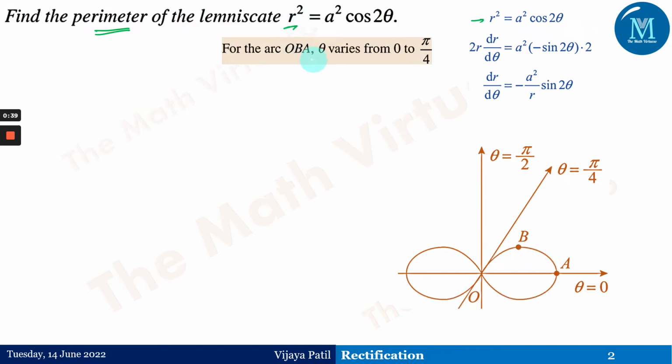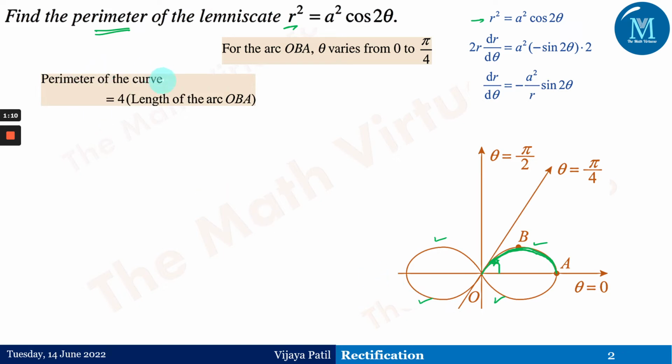Now for the arc OBA, let me just trace that curve, which is nothing but this part, OBA, which is moving from 0 to π/4. But we need to find the perimeter of the entire lemniscate, the entire infinity curve, or you can say the 8 curve. So we have 4 parts, and therefore the perimeter of the entire lemniscate is nothing but 4 times the length of the arc OBA.